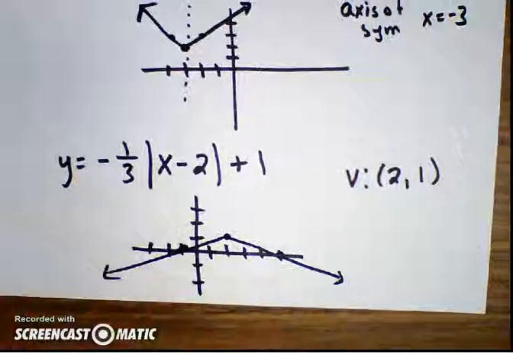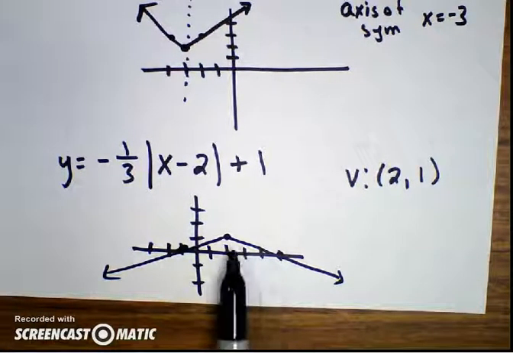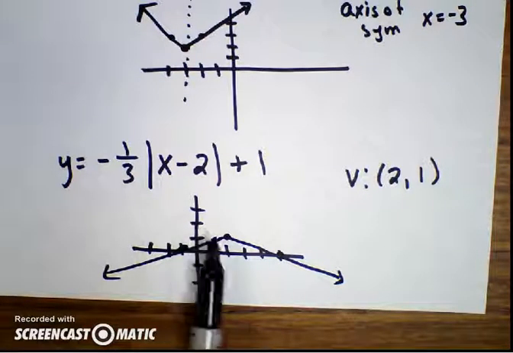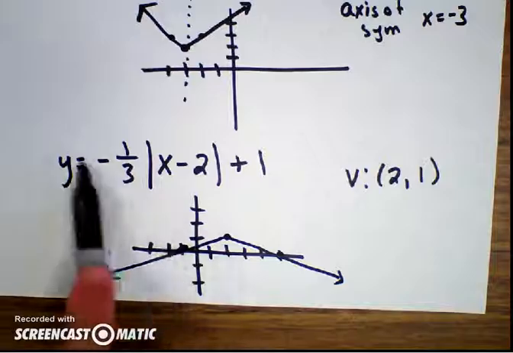You can tell a lot of things happened here. The graph got wider because my fraction is smaller, and it also flipped. Instead of being a V shape, it's more like an A shape. That's because of this negative sign.